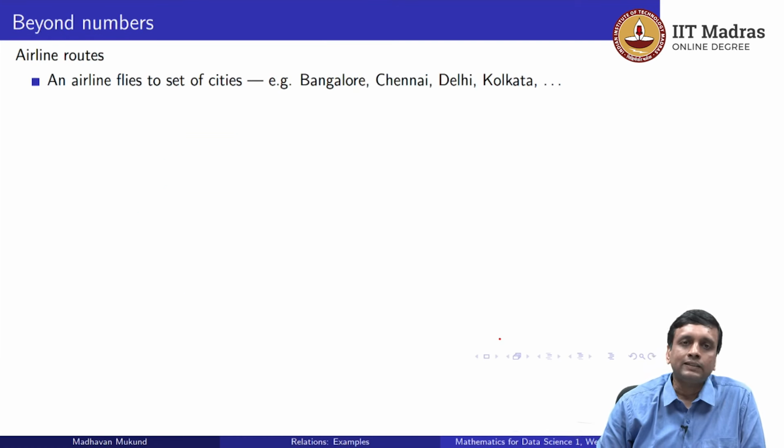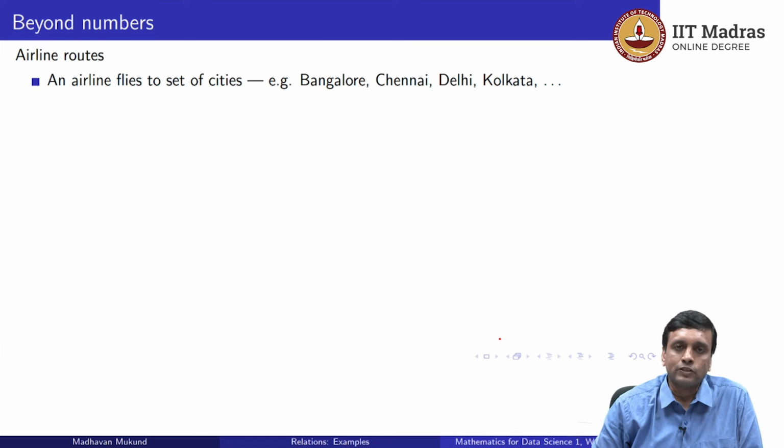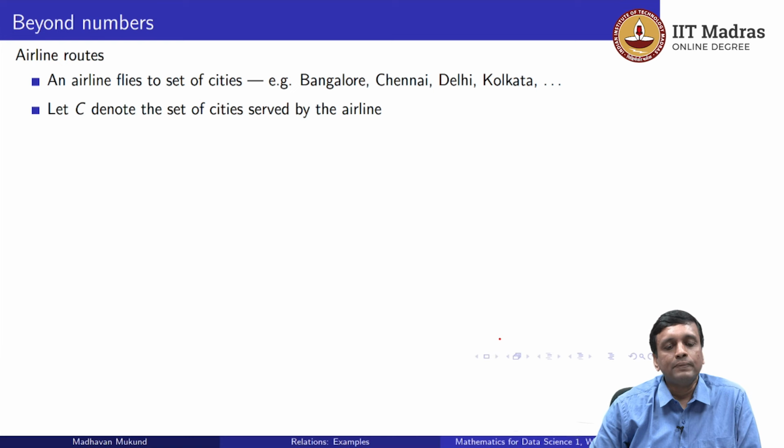So these are relations in a formal sense, but why are we so interested in relations, especially in the context of computing and data? So let's look at relations which go beyond numbers. So here is an example. Supposing we are talking about an airline which serves a set of cities, and we are interested in the routes that this airline serves. So let C be the set of cities where the airline operates.